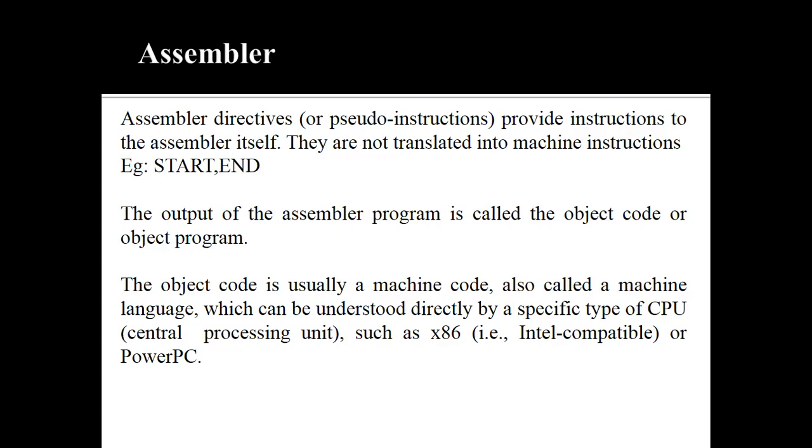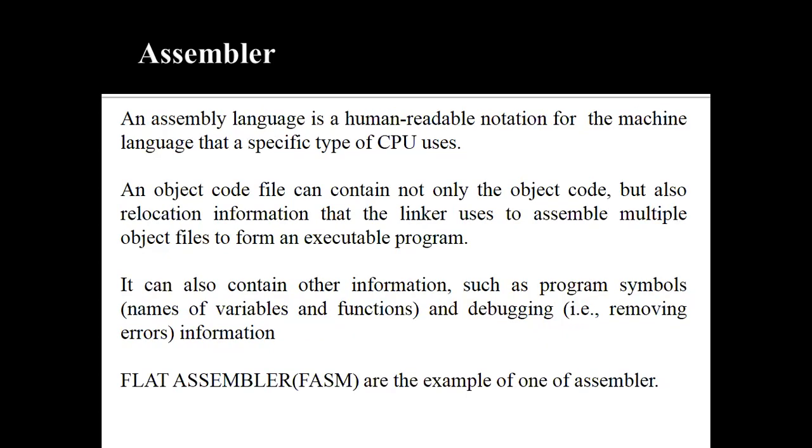The output of the assembler program is called the object code or object program. The object code is usually machine code, also known as machine language, which can be understood directly by a specific type of computer. For example, you have different types of computers, and these computers have the ability to understand that machine language. Assembly language is a human readable notation for the machine language that a specific type of CPU uses.